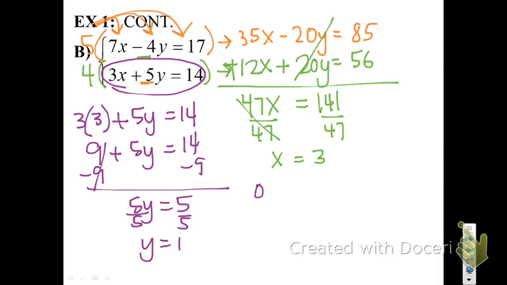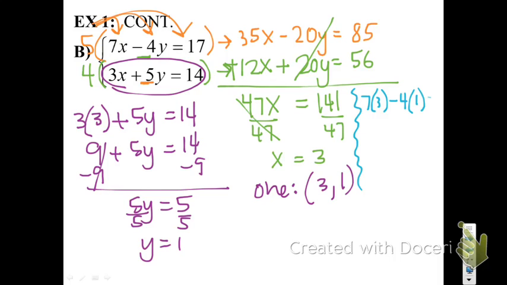So this tells us we have one solution. The two lines will intersect at (3, 1). Your last step is to check them. I'm kind of out of room, so I'll try to do it over to the side right here. So I'm going to take that 7, multiply it by 3, subtract 4, multiply it by 1, and this is supposed to equal 17. So 7 times 3 is 21, minus 4 does equal 17, so it checks in the first equation.